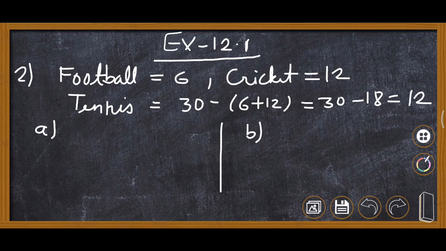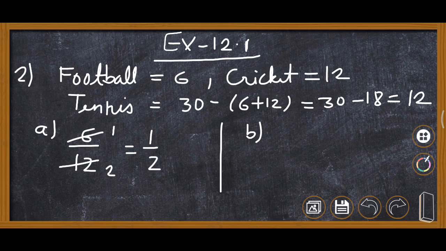Now it is given, find out two parts, A and B part. So first of all, A part, number of students liking football to number of students liking tennis. So football 6 and tennis 12. So 6 upon 12, now we will cut out, 6 1s are 6, 6 2s are 12. So it is 1 upon 2.